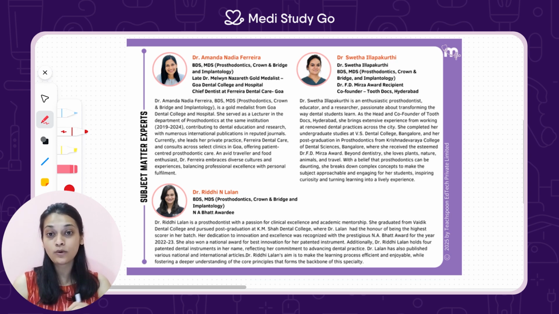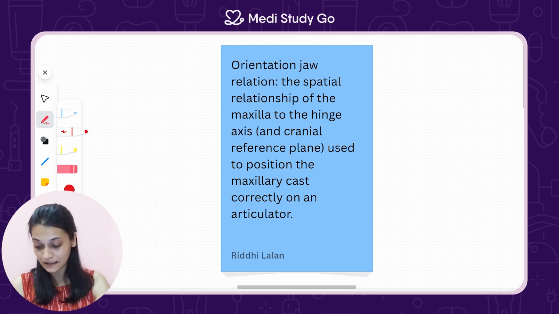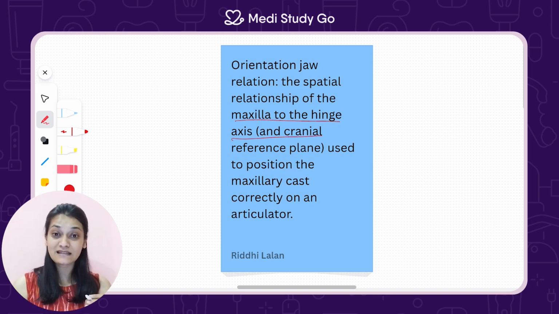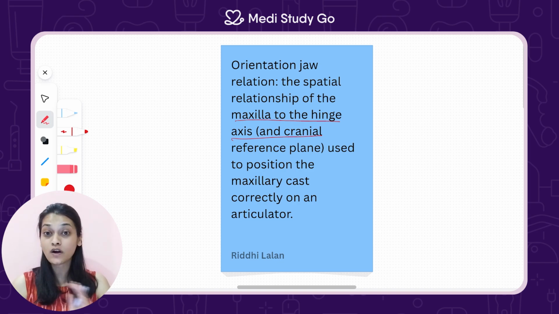So when I say orientation, what comes to your mind? Basically, orientation means that it is the spatial relationship of maxilla to the hinge axis, and it is used to position the maxillary cast correctly to the articulator. Now, what is very important is it is the maxillary cast and not the mandible. We want to orient your plane to the imaginary hinge axis.